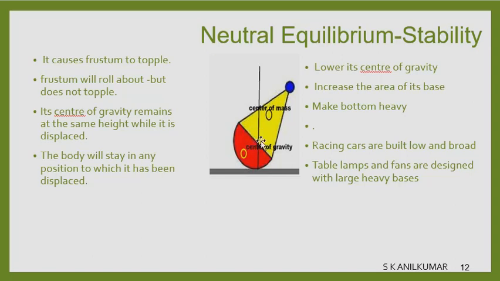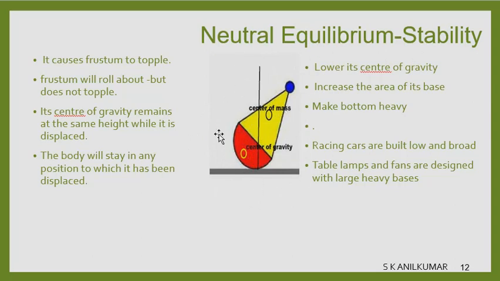Whatever you tilt, it will remain there, and the body will stay in any position to which it has been displaced. Now it is displaced. This yellow has come from the straight line to here. It will come back to the position. So if you lower the center of gravity, if you increase the area of the base, if you make the bottom heavy, then you will get more stability. That means you will help the object to retain its neutral equilibrium quicker.